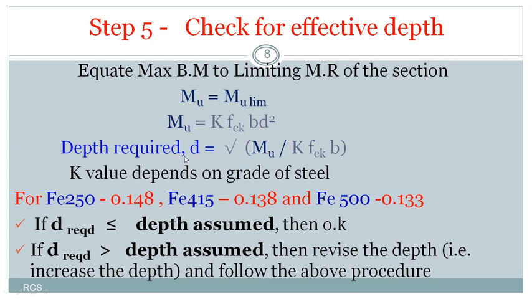The value should be obtained from this. If the minimum effective depth required is less than or equal to the depth assumed in our first step, then our design is okay, we can go for further steps. And if the required depth is greater than the depth assumed, then we have to revise this depth and then go for the remaining steps of designing. Okay, this is how we check our minimum effective depth with our assumed depth.